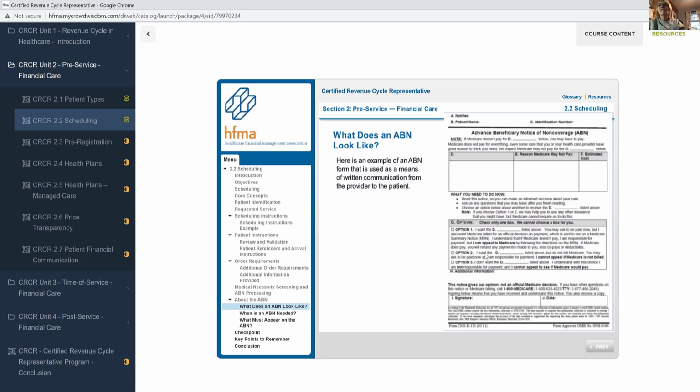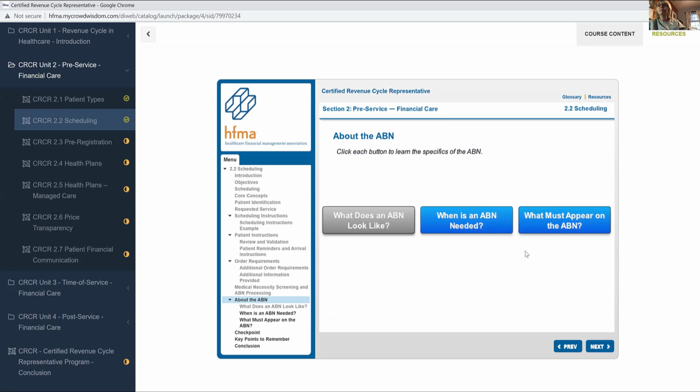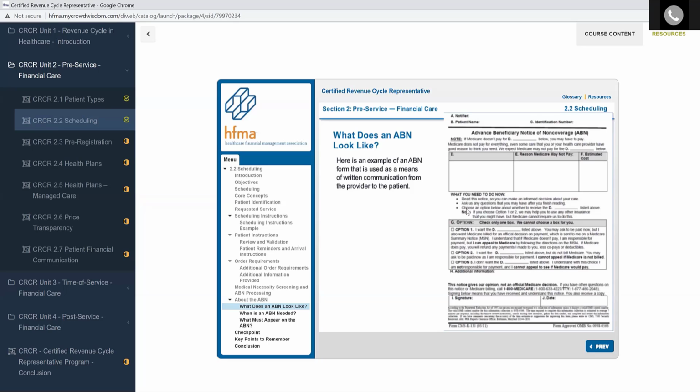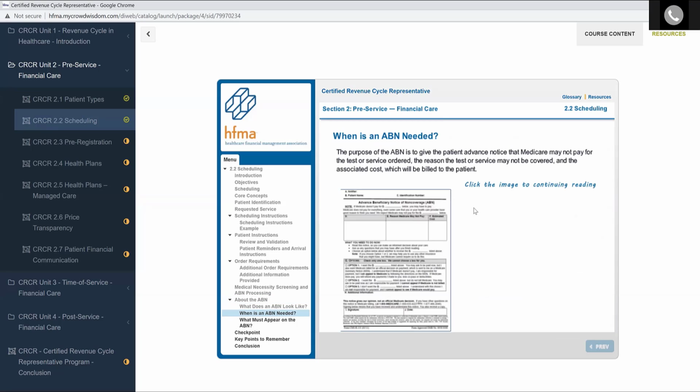adjust. Right. The purpose of the ABN is to give the patient advance notice that Medicare may not pay for the test or service ordered, the reason the test or service may not be covered, and the associated costs, which will be billed to the patient. So you have to tell them what their out-of-pocket expense will be for the service that they're going to receive. And you have to tell them the reason the test will not be covered.